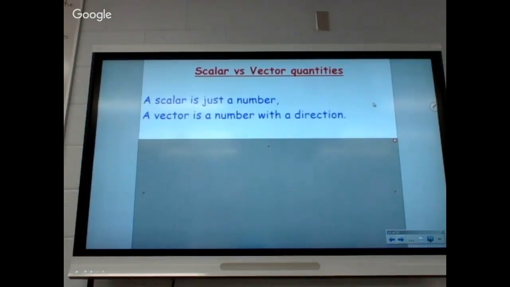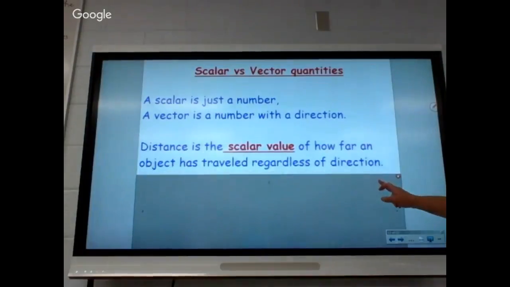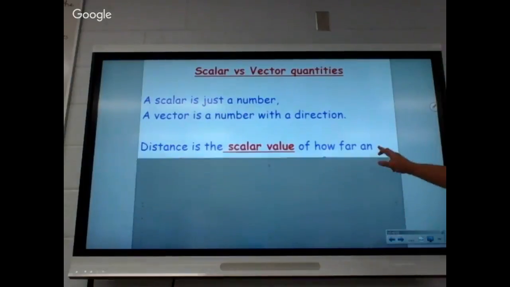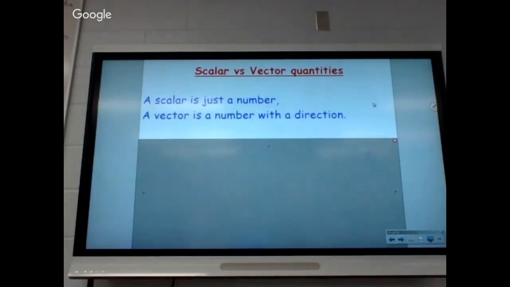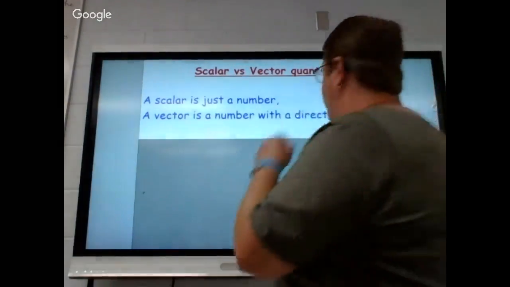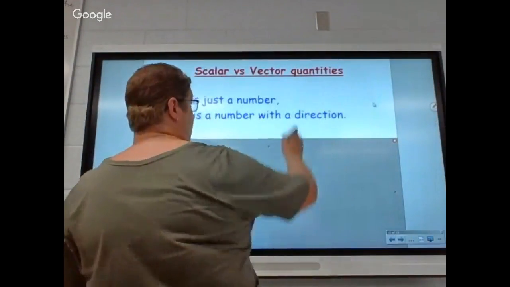All right, a scalar is a number. A vector is a number with a direction. Some of the things that we're going to study this unit will be scalars, and some of the things that we will study in this unit will be vectors. Okay? Now, we do not need to know that. Just to give you a feel for some things that we will talk about.